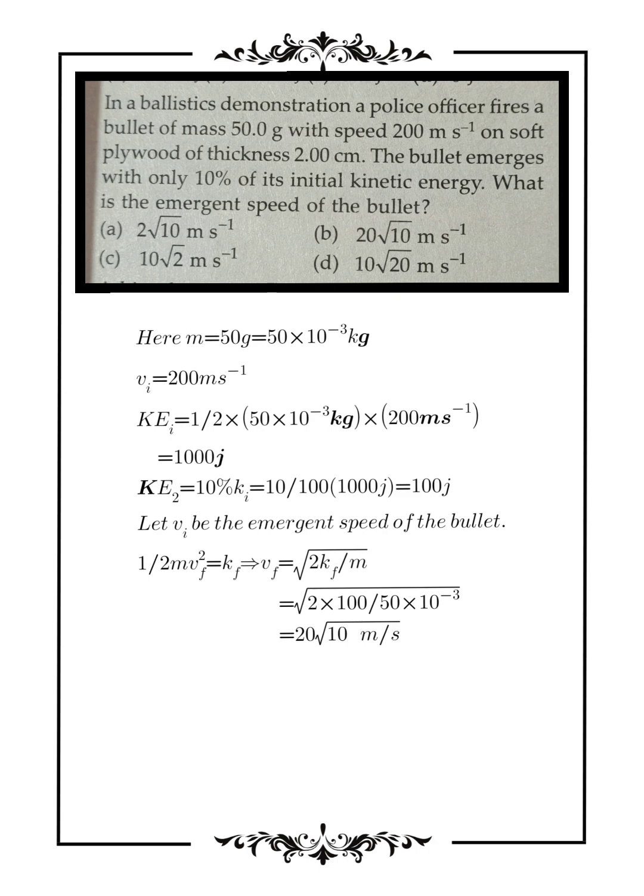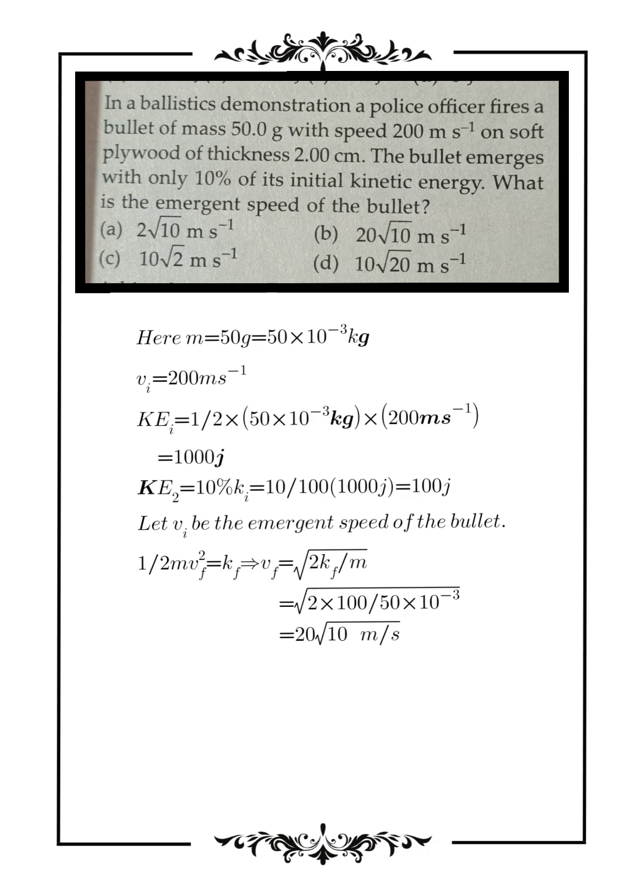The mass of the bullet is given to be 50 grams, meaning 50 × 10^-3 kg. Initial velocity is 200 meters per second. Kinetic energy can be calculated by using the half mv squared formula. The initial kinetic energy is 1000 joules. Since the bullet emerges with only 10% of its initial kinetic energy, Kf is equal to 10% of 1000, 100 joules.